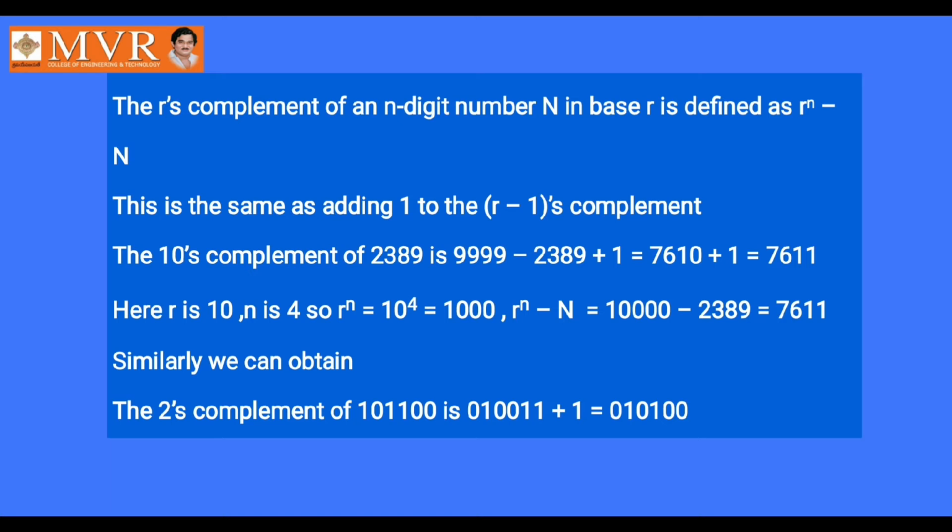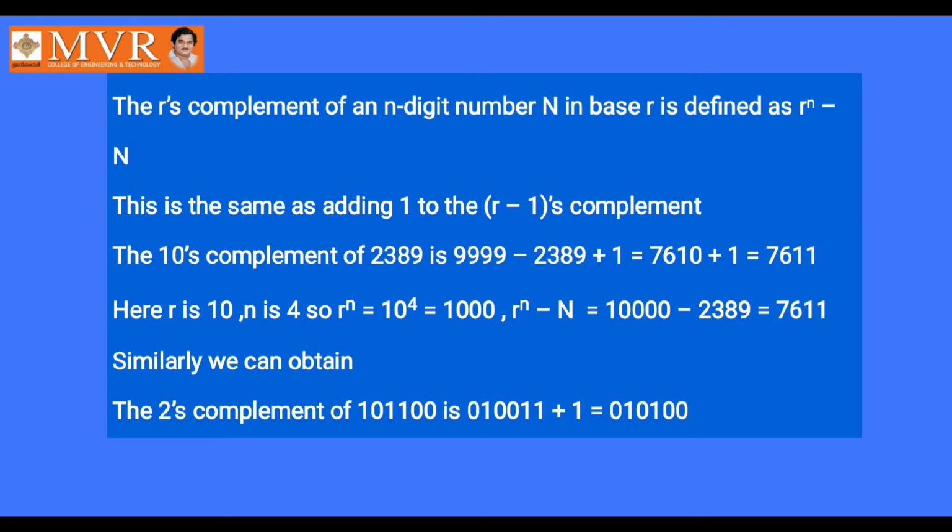So now if you want to calculate R's complement, you need to add plus 1, then that minus 1 and plus 1 get cancelled, and the formula you get is R power n minus capital N. So take another example to calculate R's complement. The 10's complement of 2389 is 9999 minus 2389 plus 1. I told you, plus 1 you need to add.